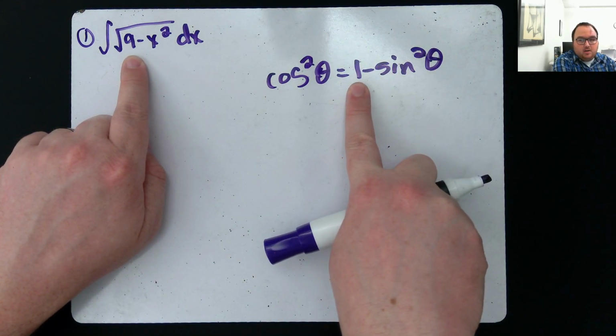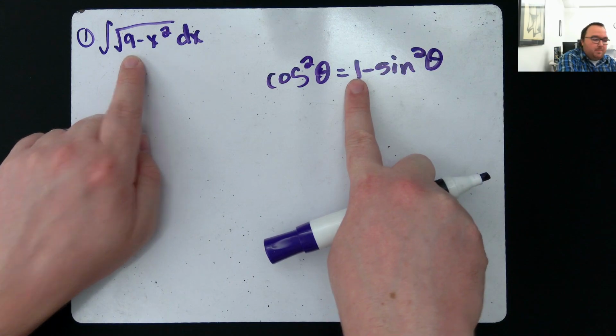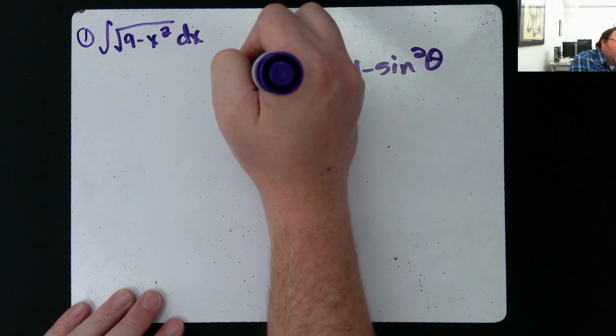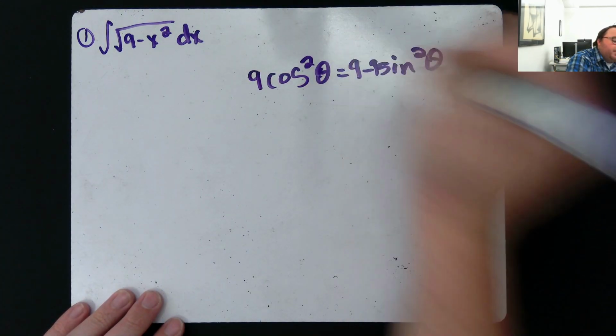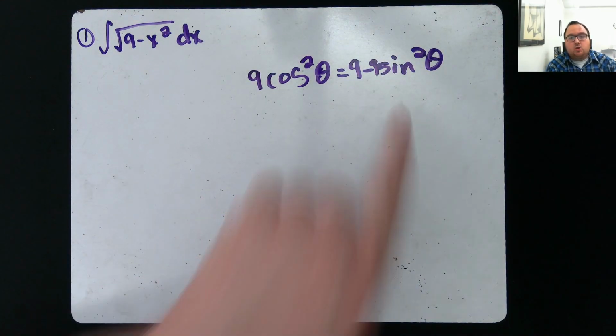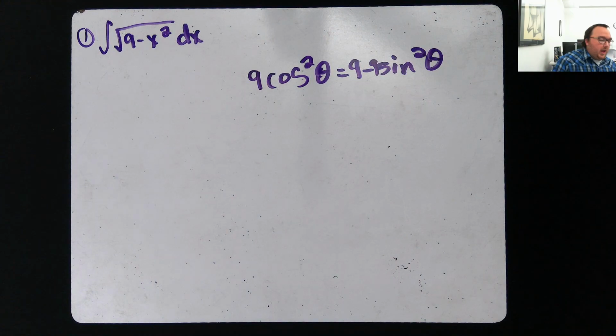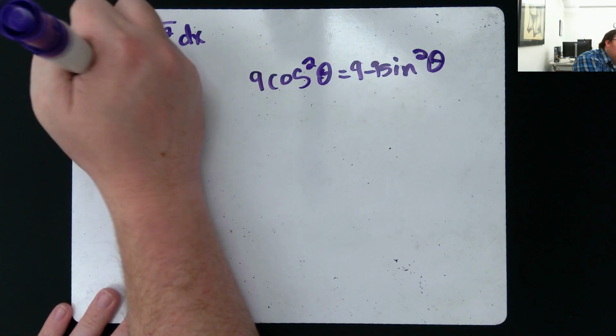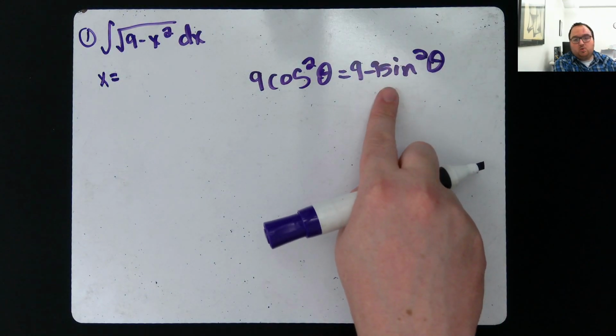So the difference here, though, is that I have a 9 here, but I only have a 1 there. But I can make this a 9 by multiplying everything by 9. And that's good. So now it looks just like this. So what I want to do is say, okay, what would x have to be so that I can use this rule, okay?